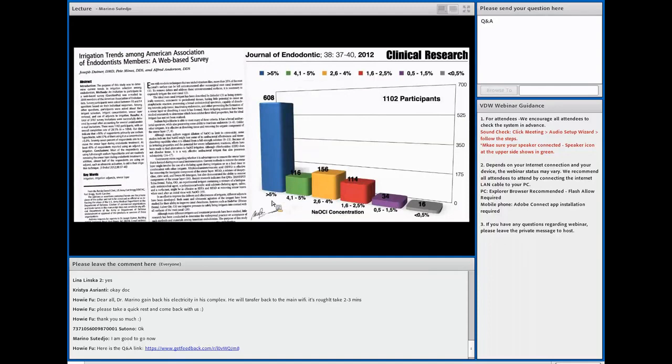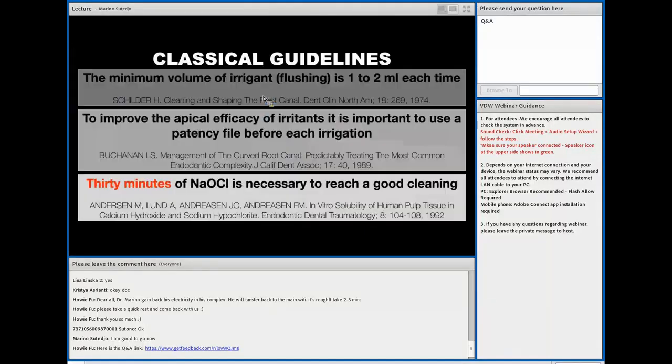Also, if you are asking about a survey that has been done by the American Association of Endodontics, the majority of all the members are using more than 5% concentrations of sodium hypochlorite. It means that the higher, the fuller strength of sodium hypochlorite, it is also important. And this is the classical guideline that usually people use. The minimum volume is 1 to 2 millimeters each time of irrigations.